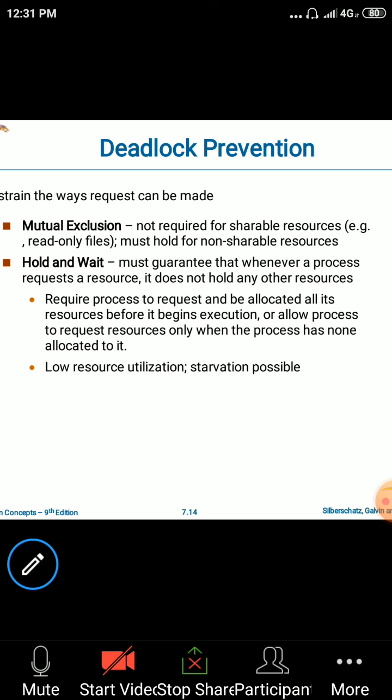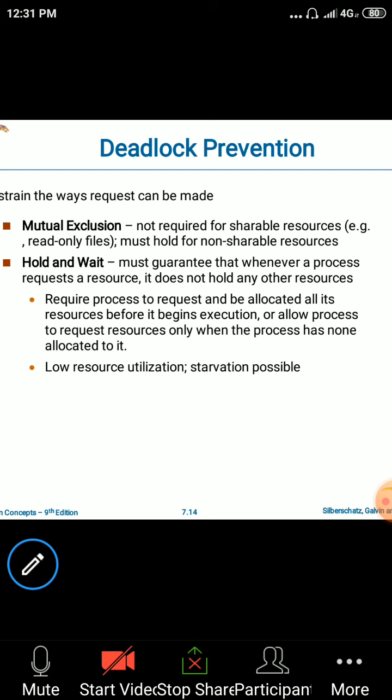So in this method also it leads to low resource utilization, because it uses one resource just to copy the data from the DVD, and to copy the data into the file it is using another resource, then it releases the resource. Once again it is requesting for the resource, like that.